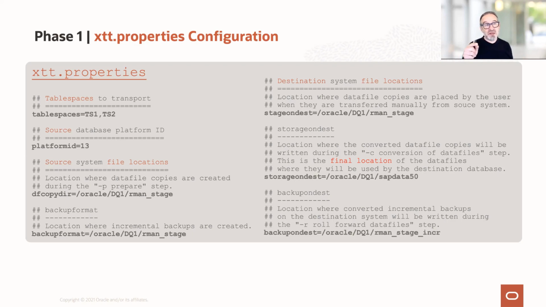Basically, when you look at the table spaces on the left side, this is the most important part. You have to define which table spaces you'd like to transport. You define the source platform ID, and the destination platform ID automatically will be detected. And then you specify all these locations where your files are, where the incremental backup level 0 should go to, the level 1s should go to, and where you finally want to restore.